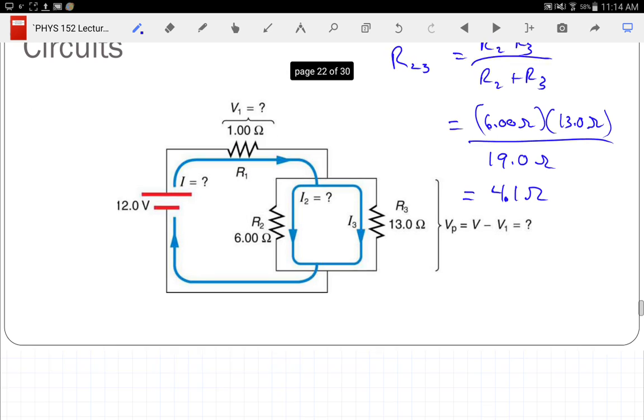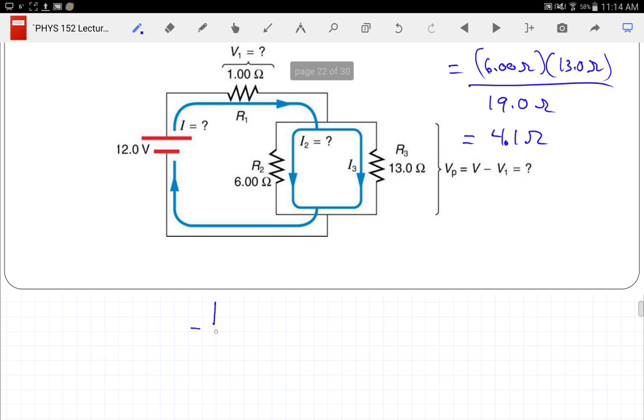Now I can redraw my circuit, and I have... Sorry, that should be 4.11, technically. Okay. 12.0 volts. 1.00 ohms.